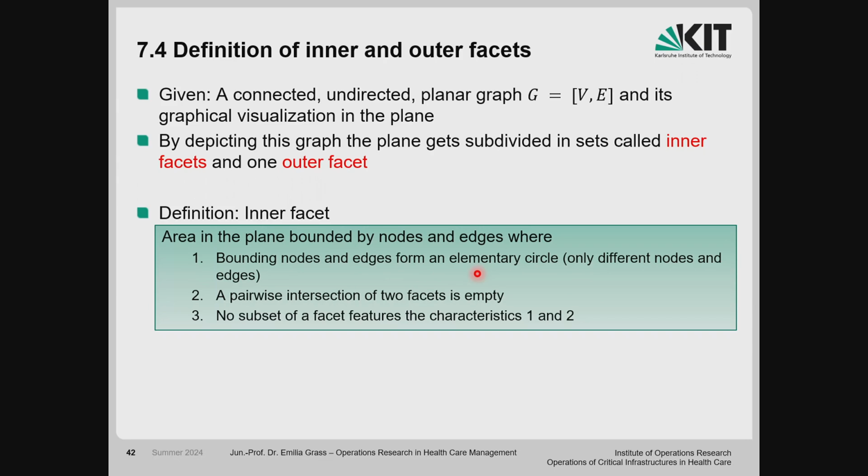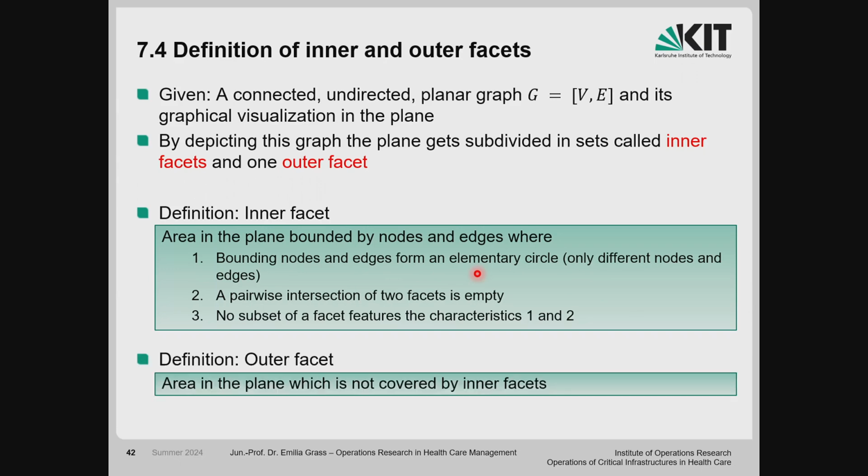So the intersection between two facets is empty, meaning they do not share any common area together. And third, no subset of a facet contains both conditions, one and two. That ensures simply that the facet cannot be divided into smaller facets that meet the same criteria, 1 and 2. Okay, and the outer facet is simply the one covering the inner facets.